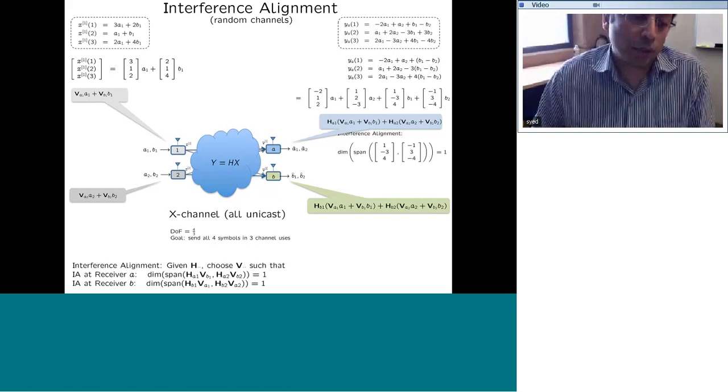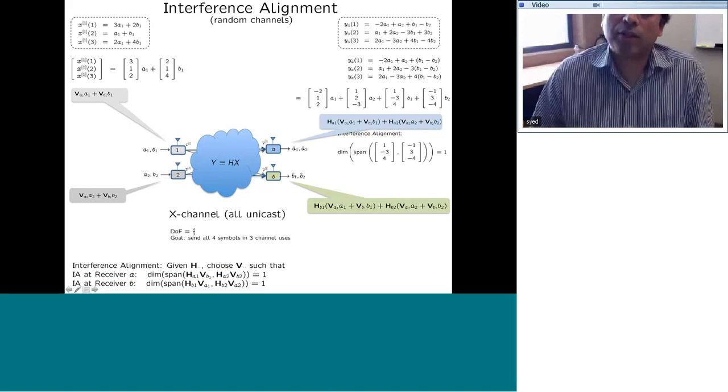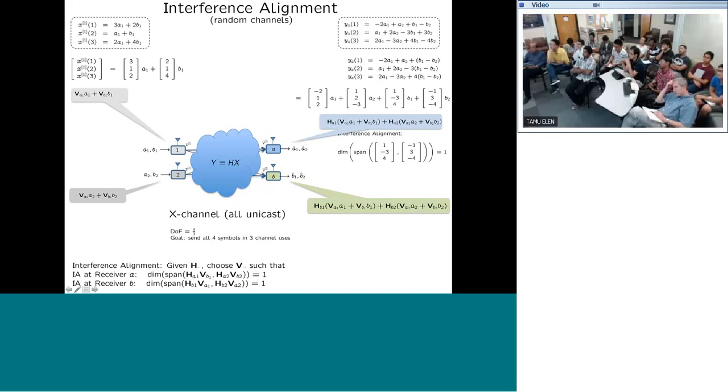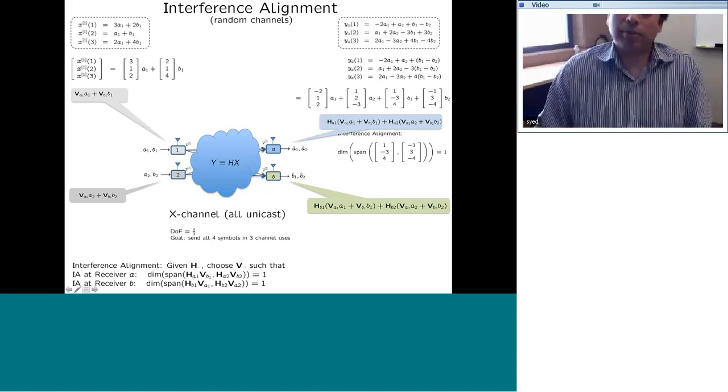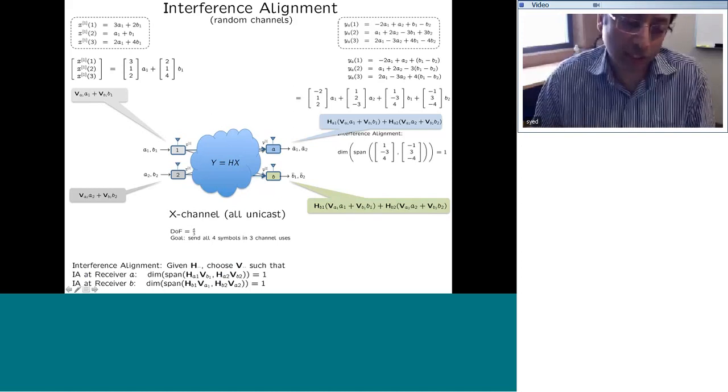So what would you like? I mean, how would you frame the interference alignment problem here? The problem would be that you're given H. You have no control over these channel coefficients. H is given. What you can choose are the pre-coding vectors, the V's. And what you would like to happen is that at receiver A, the undesired vectors, that is the vectors carrying the undesired symbols, which would be HA1, BB1, which carries B1, for example, these are the undesired vectors. They should span only 1 dimension. Same thing at receiver B.